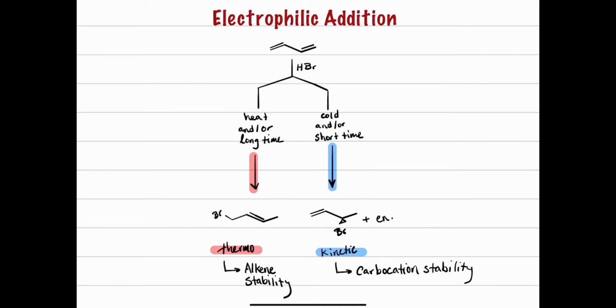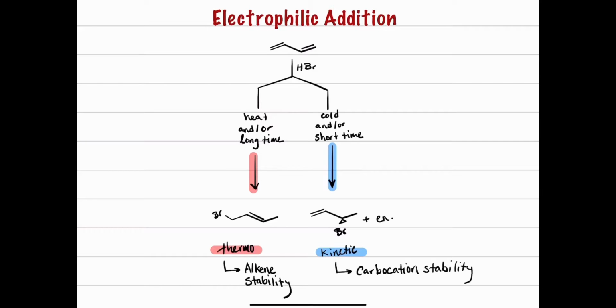With dienes, we could get different products based on the different conditions. So a kinetic product is formed at lower temperatures and doesn't have enough added energy in the form of heat to push to the most stable alkene, which is the most substituted alkene. So it settles for carbocation stability.